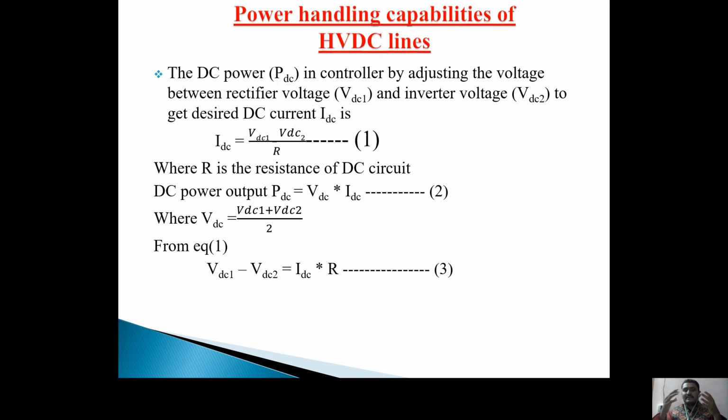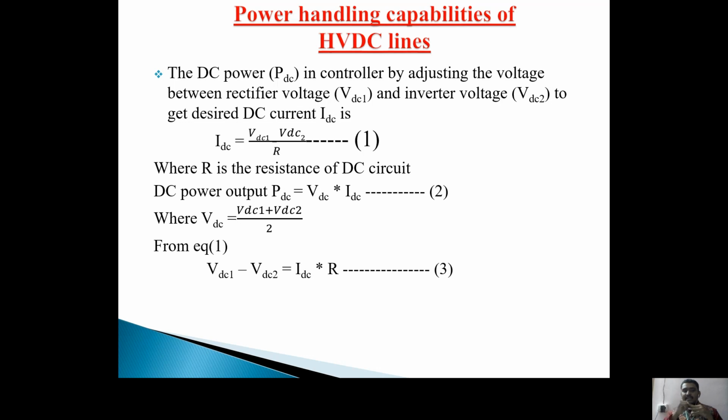For that, I am taking the DC current IDC equals (VDC1 minus VDC2) by R, where R is the resistance of the DC circuit. The DC power output PDC is equal to VDC into IDC, which I am putting as equation number 2, and IDC equals (VDC1 minus VDC2) by R as equation number 1.